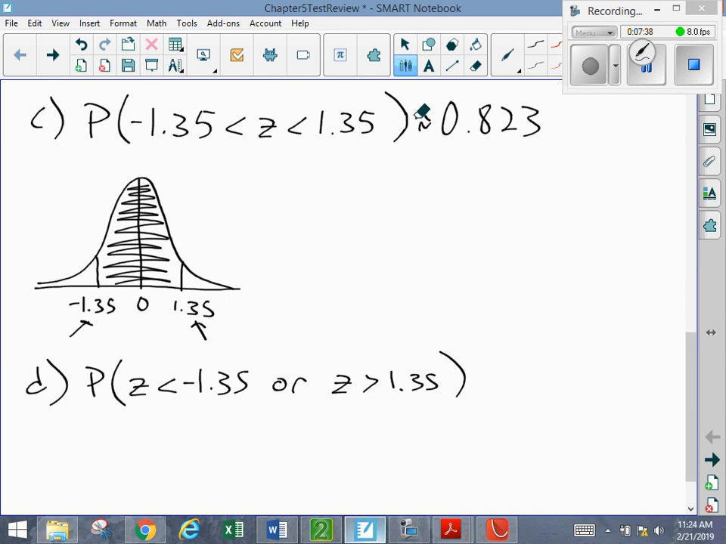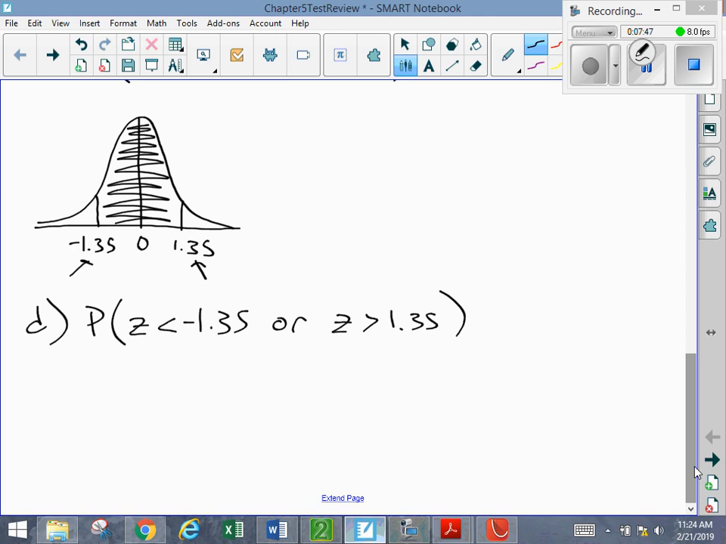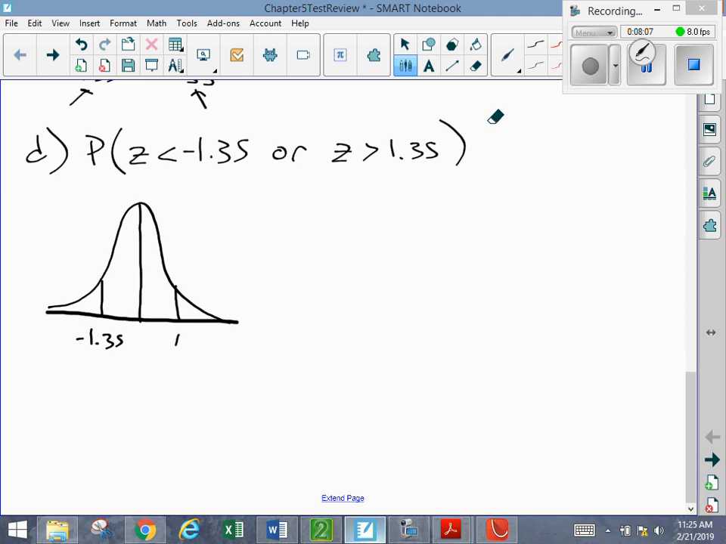Okay, here we go. Last one that's like this. All right, so what about this one? What if I want to find this probability? What does it look like? It looks a lot like the previous one, except that I'm going to shade some different regions. So I've got negative 1.35, 1.35. So I'm looking for the area of the shaded region.